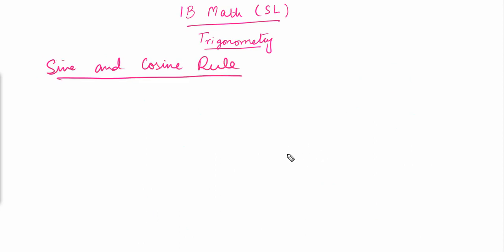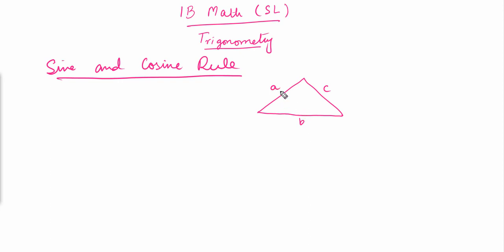Alright, so sine and cosine rule. So we use the sine and cosine rule in order to measure the angle or the lengths of a triangle, and mostly we use the sine rule and cosine rule on such triangles where the triangle is not a right angle triangle. So for example, we have a triangle over here that is not a right angle triangle. Here I'm going to draw a triangle. So let's suppose this side is A, this side is B, and this side is C.